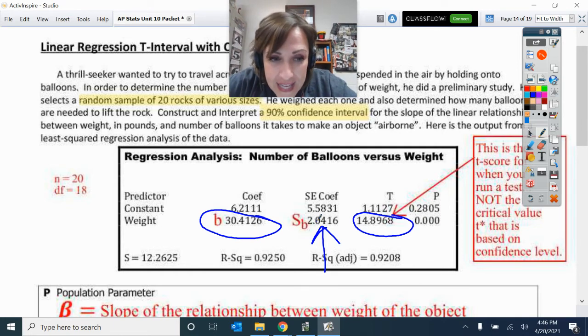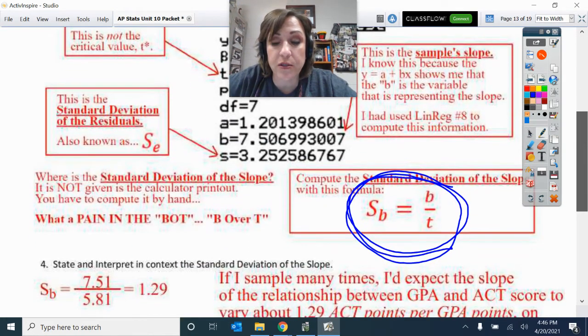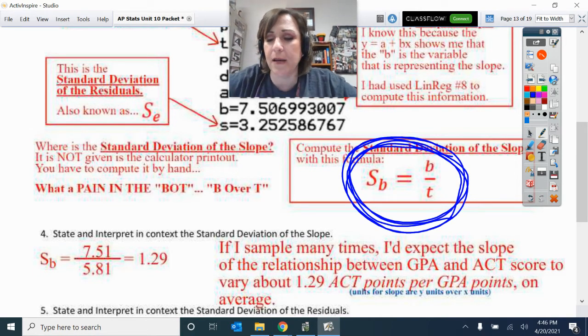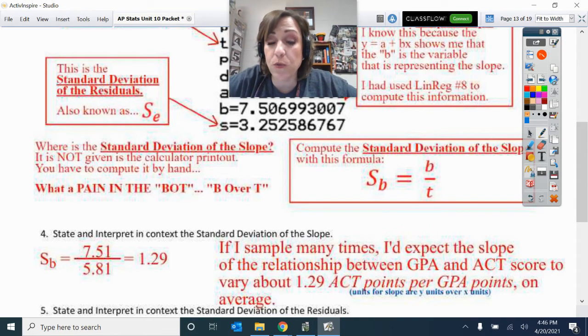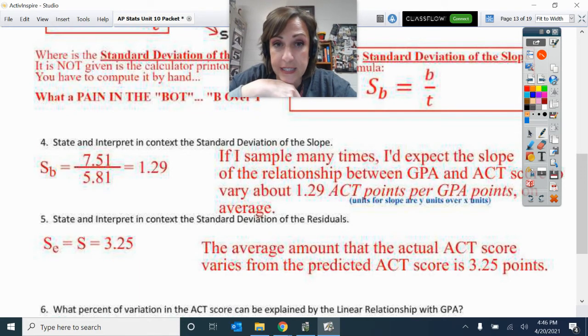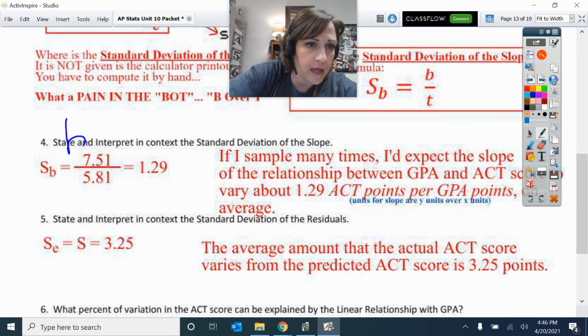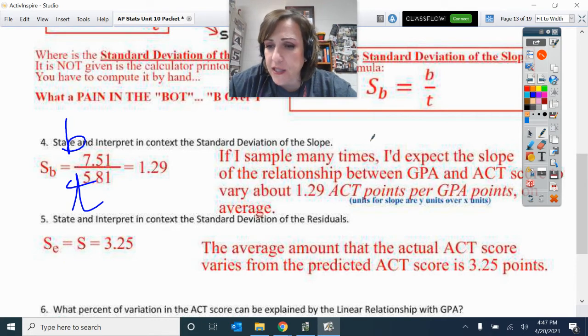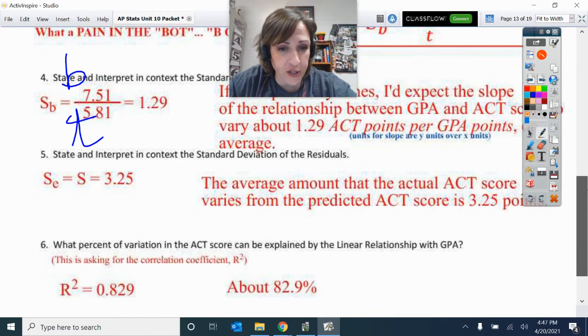So this S of B can be obtained from your calculator, but you have to do a little elbow grease to it. Know how: B over T. So if I say, interpret the standard deviation of the slope for this, you could go get the B and the T and then you would have that standard deviation of the slope, and we already had the standard deviation of the residuals. I'm not going to read those for you because we've been practicing those regularly.